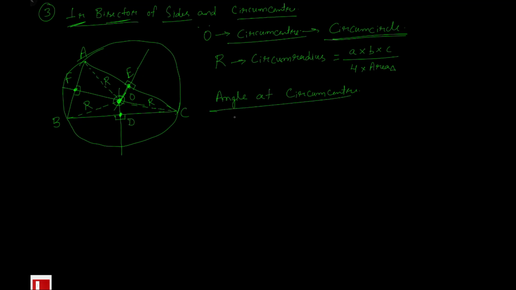So the angle at circumcenter, that is angle BOC, is equal to 2 times the opposite angle. So this angle is 2 times angle A. Angle AOB is 2 times the angle C. Angle AOC is 2 times the angle B. All right, so this is perpendicular bisector of sides and circumcenter.